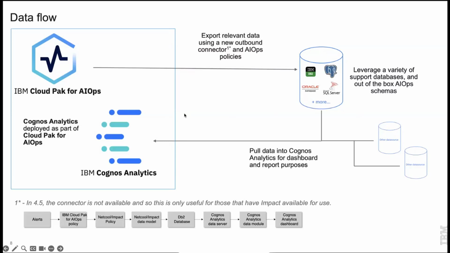However, one of the gotchas we've got in 4.5 is that the connector designed to pump this data out doesn't exist, and that's coming in 4.6. In the meantime, you can achieve this data flow by using Impact. If you've got clients that you want to do POCs with using this, then you can use the following flow to get data out using Impact. It seems quite long-winded, but it's pretty straightforward once you've got a separate database set up. It's just a couple of policies and the data models.